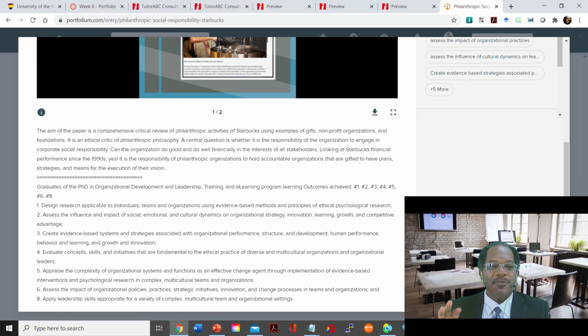On this one, the aim of this paper is a comprehensive critical review of philanthropic activities of Starbucks, using examples of gifts, nonprofit organizations, and foundations. It is an ethical critique of philanthropic philosophy. The central question here is whether it is a responsibility of organizations to engage in corporate social responsibility. Many will say no. Can the organization do good and do well financially in the interest of all stakeholders? Looking at Starbucks' financial performance since the 1990s, the answer is yes.